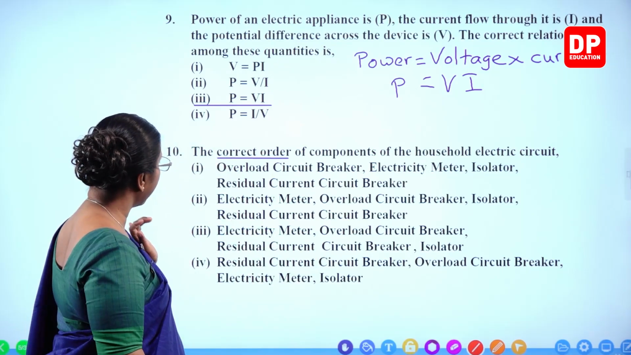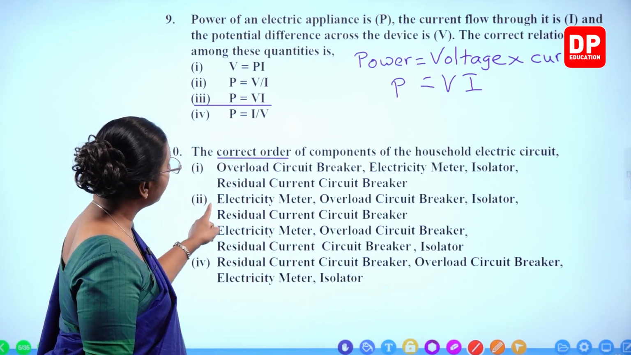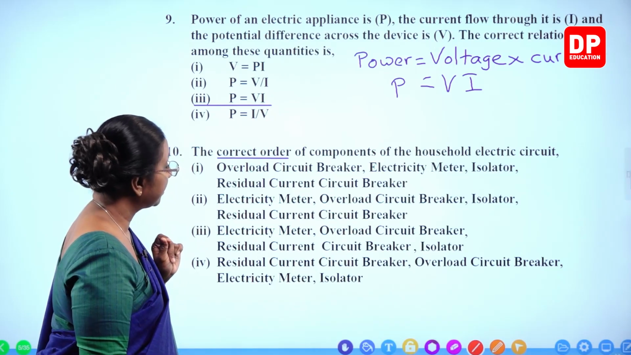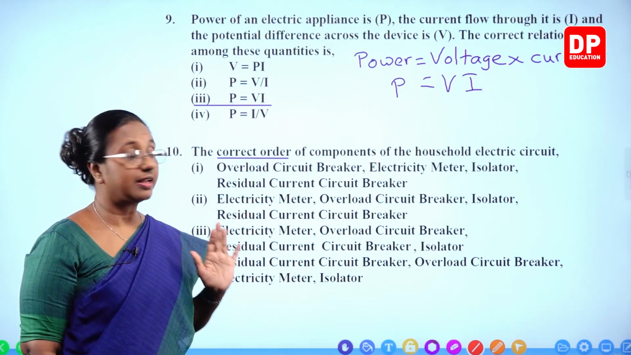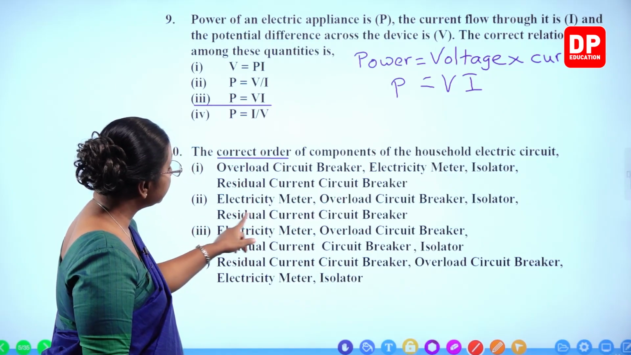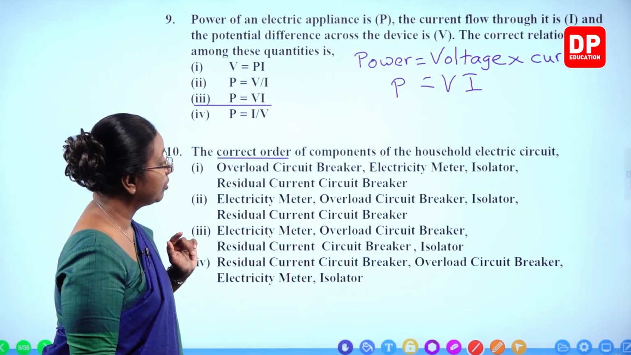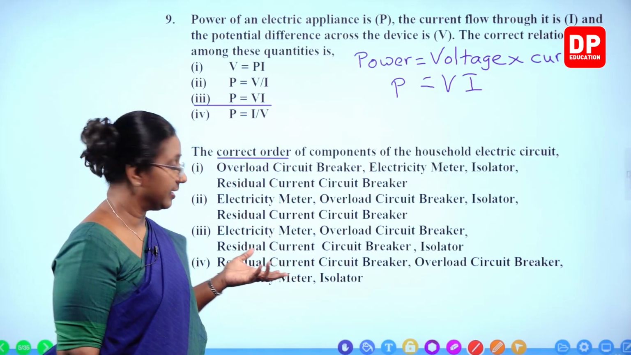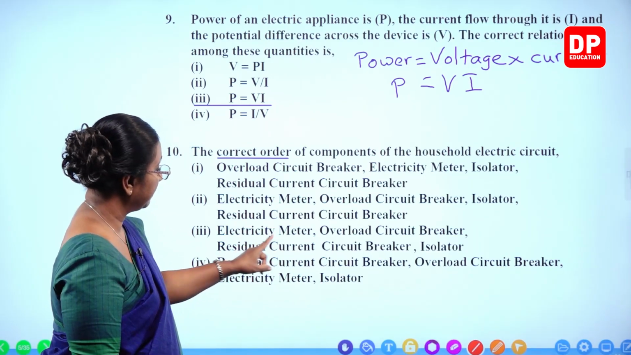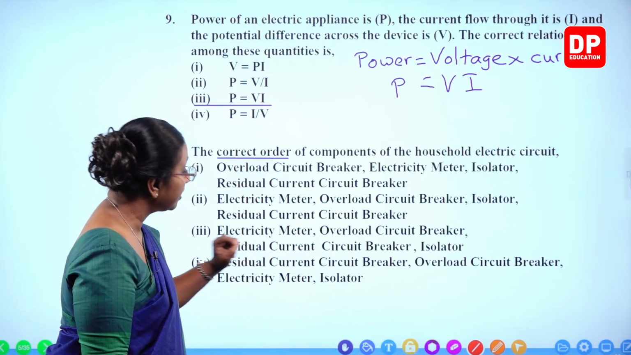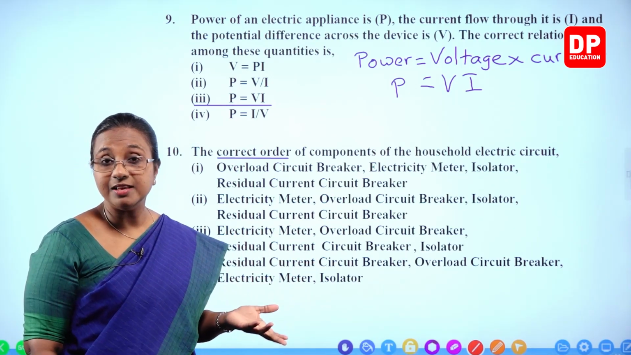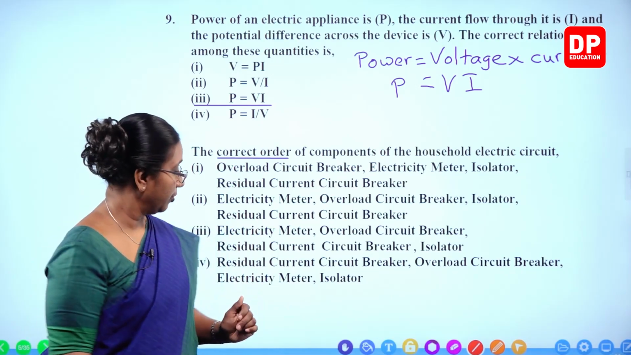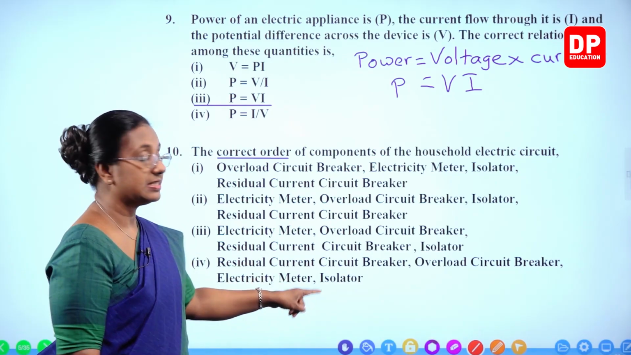So let's look at the answers. First one: overload circuit breaker, then electricity meter, isolator, residual current circuit breaker. That is of course the correct order. Then the second one, electricity meter is first, then overload circuit breaker, isolator and residual current circuit breaker, so it's incorrect. Then the third one, again electricity meter, overload circuit breaker, residual current circuit breaker and isolator. That is anyway incorrect. And the fourth one, residual current circuit breaker is the first component, then overload circuit breaker, electricity meter and isolator.